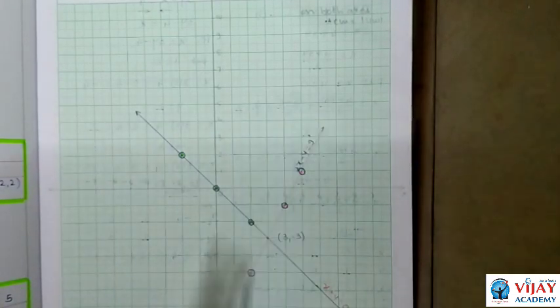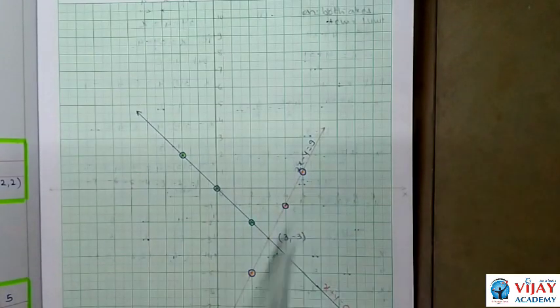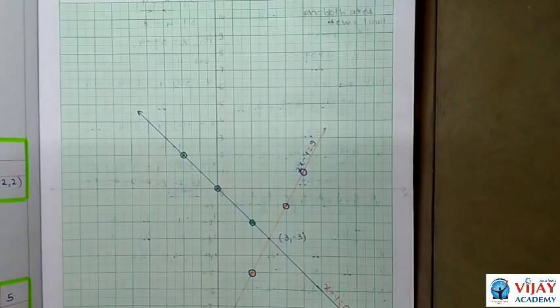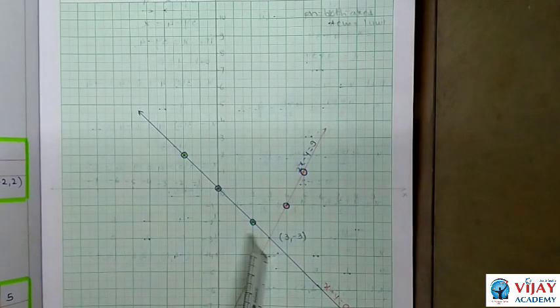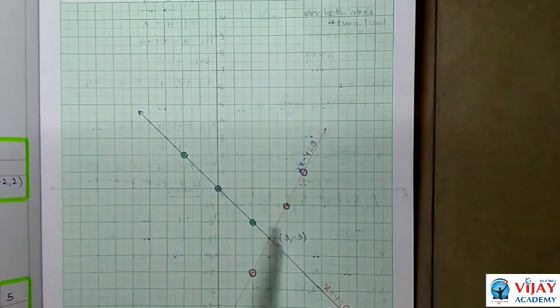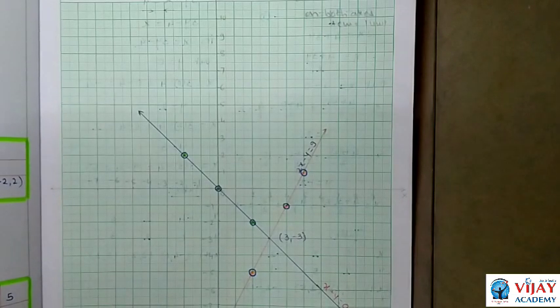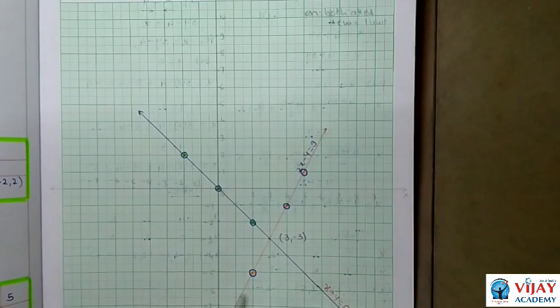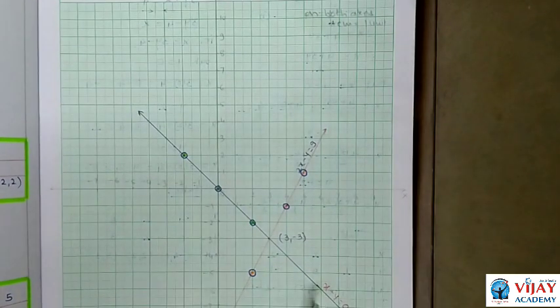And if we join these 3 points, these 3 points are collinear, and we get a single line. This first line and second line intersect at a point, and that point is a common point, and the common point is the solution of that linear equation, and that is (3, -3). We get the solution x, y = (3, -3). And this is the way to solve the sums by graphical methods.